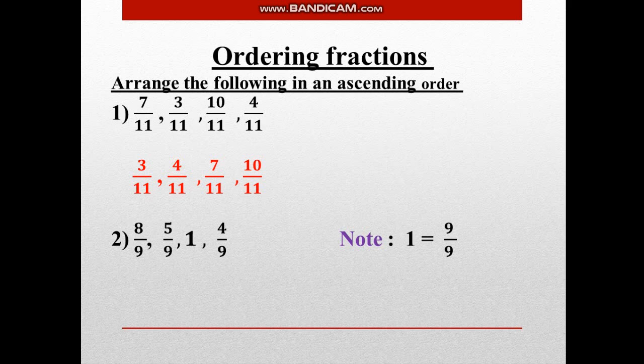Yes, I can. First, I look at the numerators and choose the smaller number. Why the smaller number? Because I want to arrange in ascending order. Here I have 8, 5, 4, and 9. Which one is the smaller? It's 4, so I write 4 ninths. Then 8 or 5 or 9, which is the smaller? It's 5, so I write 5 ninths. And I have 8 and 9. Which one is the smaller? It's 8, so I write 8 ninths. And the last one is 9 ninths, so I write 1.